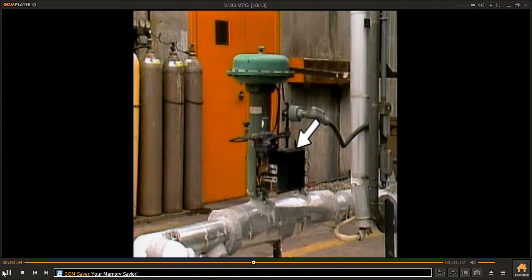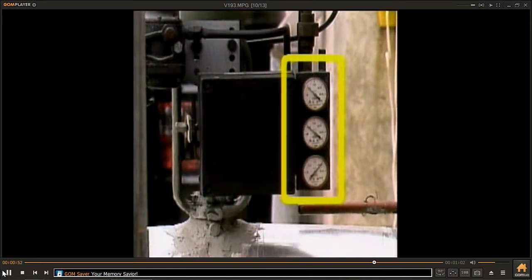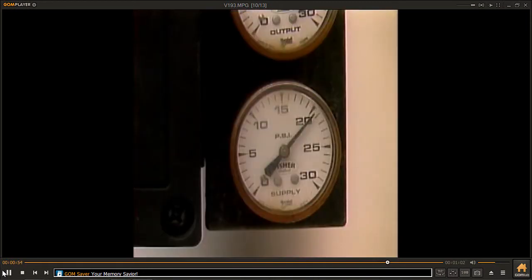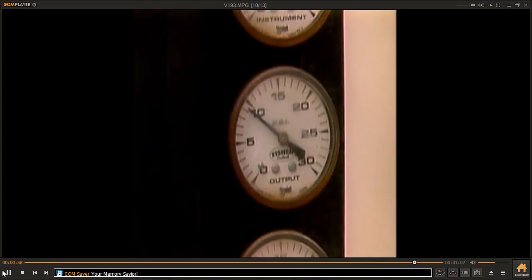Basically, a positioner is a device that uses a separate supply of air to ensure that an actuator correctly positions a valve in response to a change in the air signal from a controller. In other words, a positioner's job is to place the control valve in the position called for by the controller. The positioner shown here has 3 gauges. One gauge indicates the supply air pressure to the positioner, and another indicates the output air pressure to the actuator.